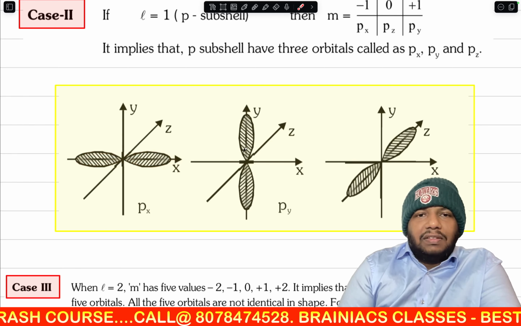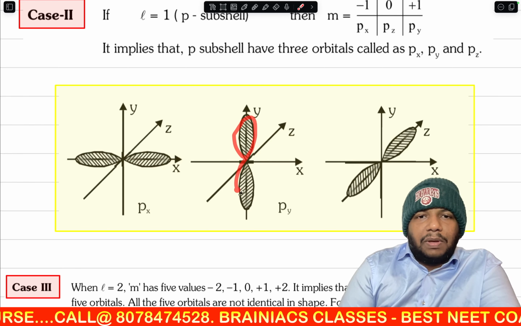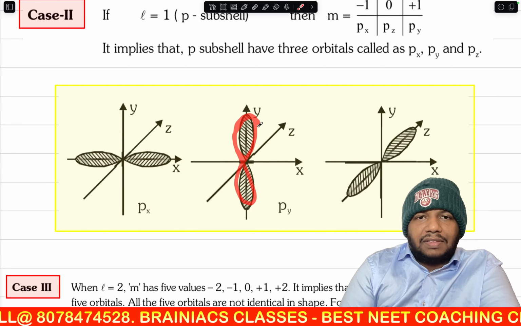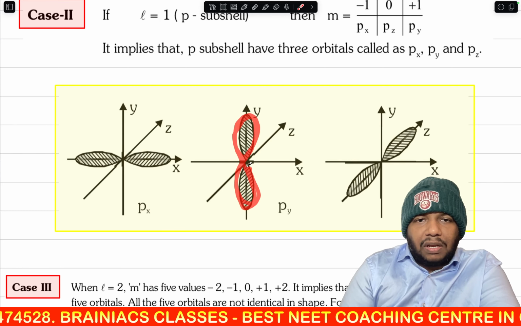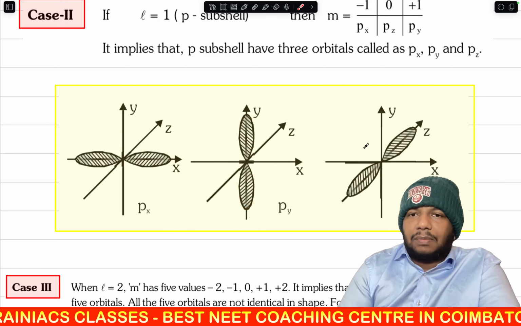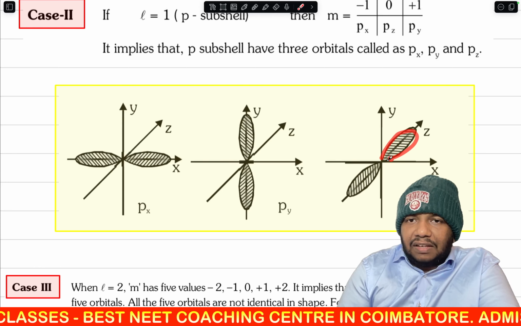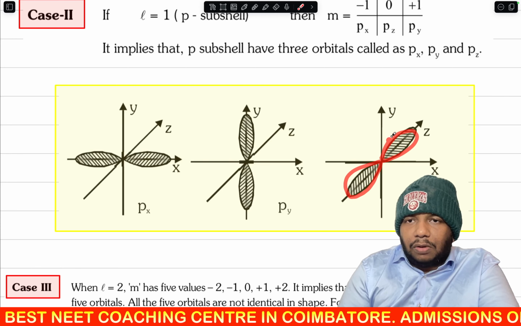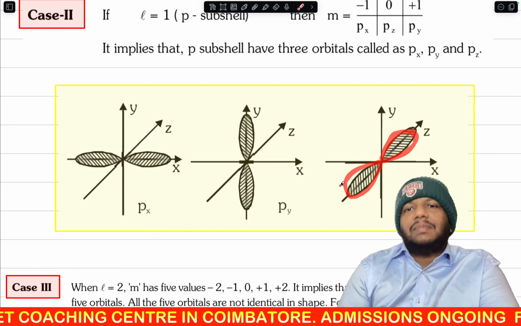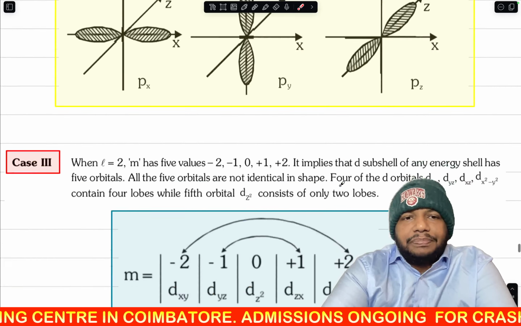And when it is in py, the probability of finding the electron would be in this area. In this particular area you can get the electron, or the probability is maximum. And if it is in pz, in this particular area the probability of finding the electron is maximum. Clear? Very simple.